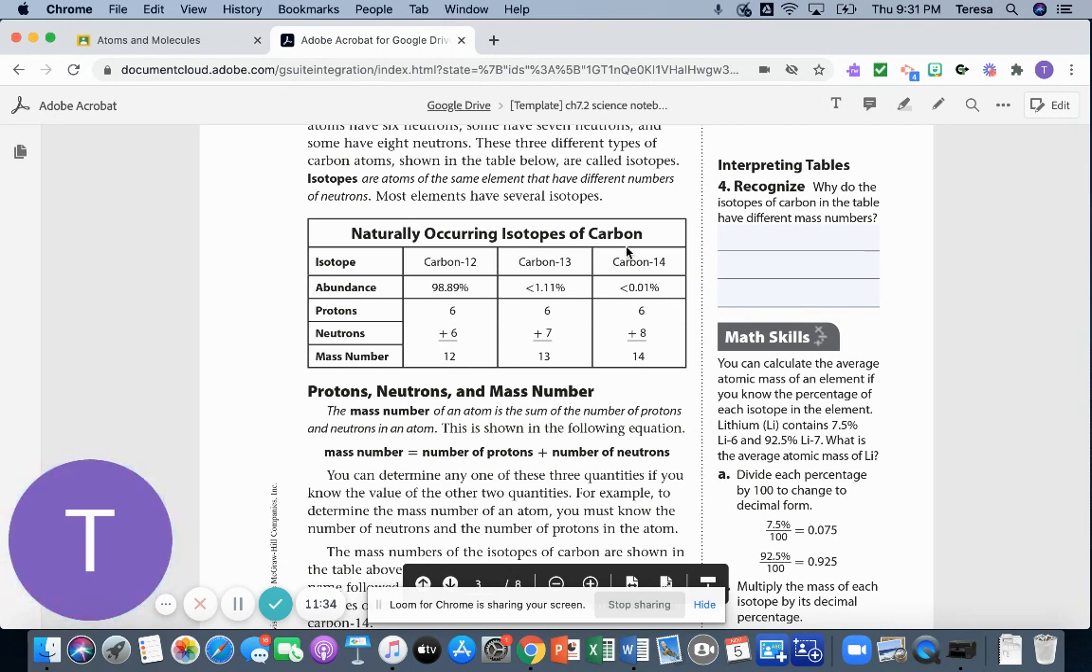What do the 12, 13, and 14 have to do with? That has to do with the mass number. So carbon-12 has a mass number of 12. Carbon-13 has a mass number of 13. Carbon-14 has a mass number of 14. So that means in order to get different mass numbers for the same element, they have to have different numbers of neutrons. So why do the isotopes of carbon have different mass numbers? They have different mass numbers because the number of neutrons in these carbon atoms is different.